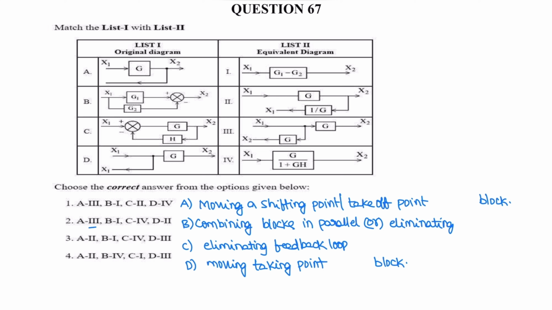Next question. The block diagram reduction is given. The first statement is moving a shifting point, or takeoff point, before the block. This shifting point has to be moved to this position. For option A, the matching one is the third. Moving the takeoff point before the block, so A is 3.